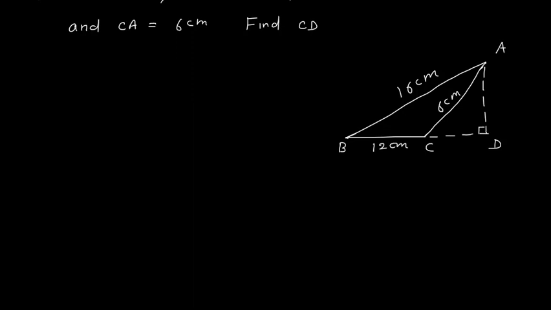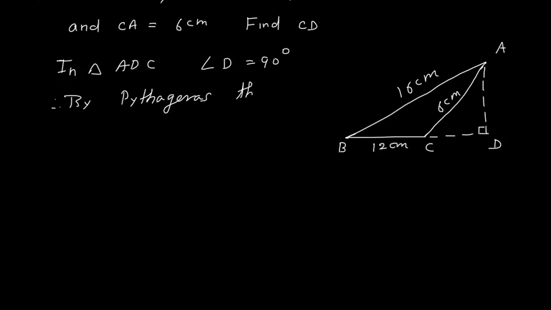I will say that in triangle ADC, angle D is 90. So therefore we apply Pythagoras theorem. So by Pythagoras theorem we have AD square plus CD square is equal to AC square. Now both the terms are unknown, only AC square is known.